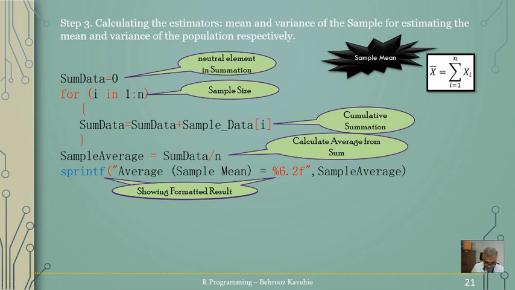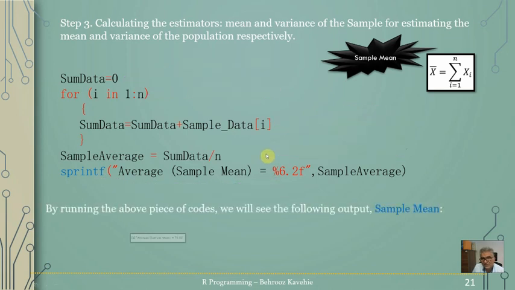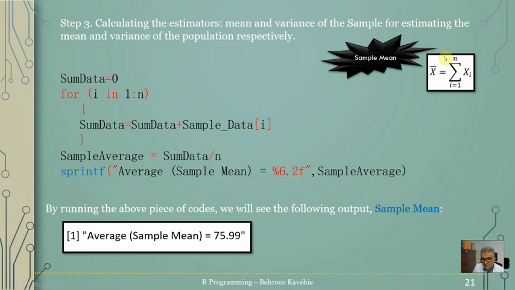It will find the first sample, add it to 0 and store it in sum data. For an I of 2, it will add the second sample to the previous one and again store it in sum data. What I have here is a cumulative summation. When I reach 217 as my small n, all of the data in sample data will be summed. Sum right here is exactly the sigma part of the mean formula. As for my sample average, it will be calculated by dividing sum data by small n.